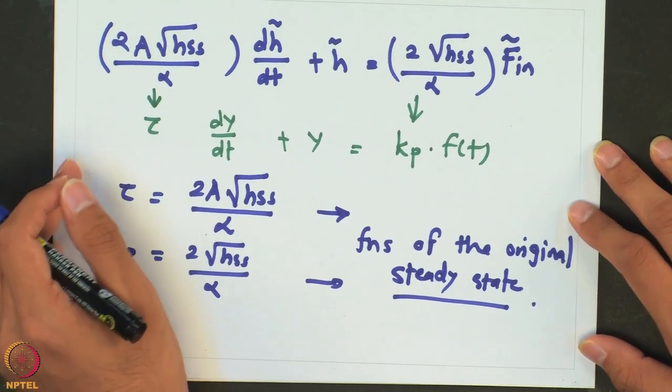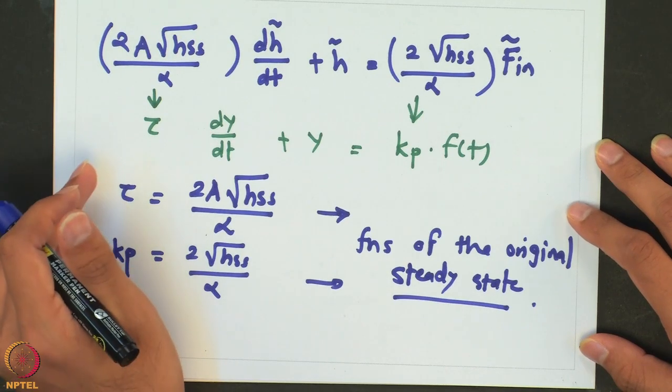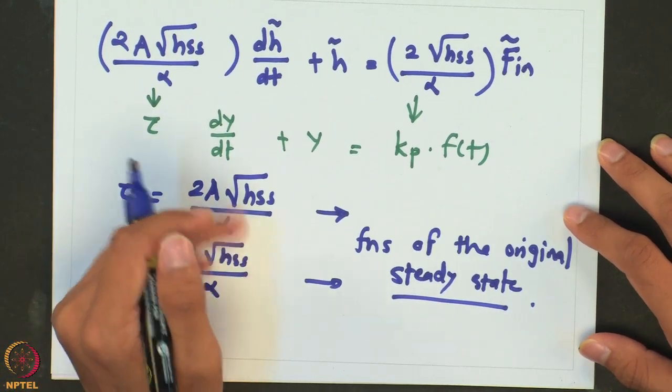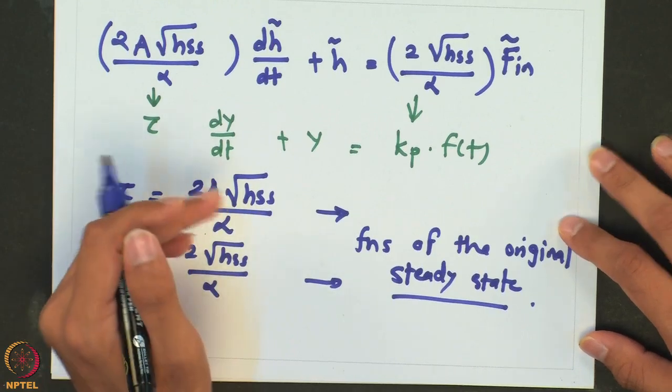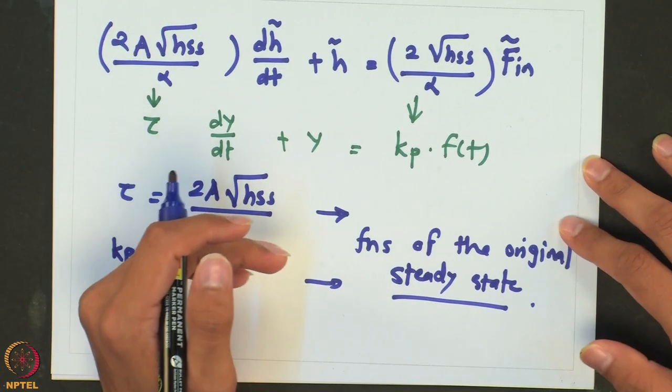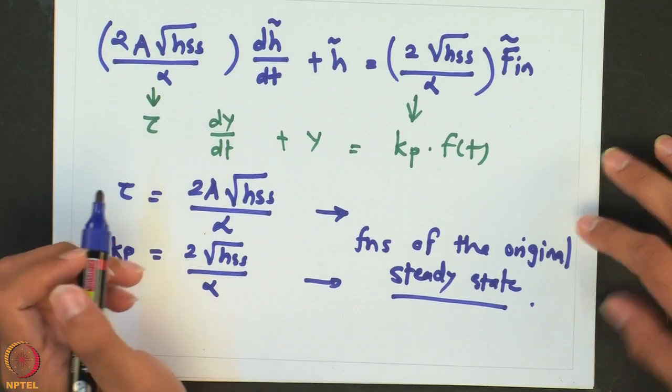So even though I'm saying it's a constant, it actually depends on the original steady state, and the dynamics would heavily depend on the steady state around which that dynamics is linearized. So that will always be the case. Whenever we linearize a nonlinear system, the parameters which we obtain for the system are going to be dependent on the steady state. So as long as the deviation from that steady state is not significant, the approximation of linearization would work, and we'll see that through simulation sometime later in this lecture.